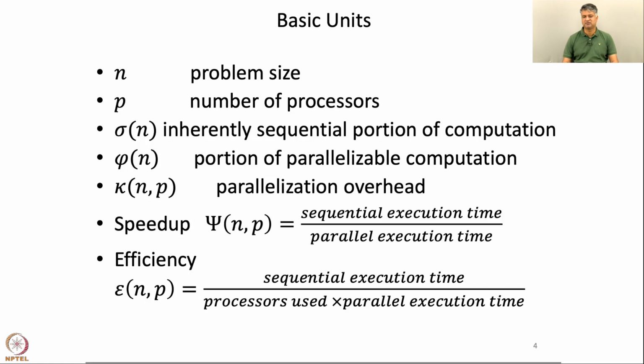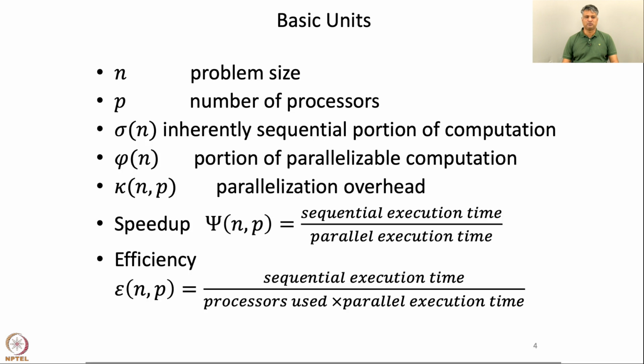For ideal cases, this should just be p, because as the number of processors increases, this ratio should keep on increasing ideally to p. So if I have 10 processors, I should have a speed up of 10. If I have 128 processors, I should have a speed up of 128, but that's rarely the case.